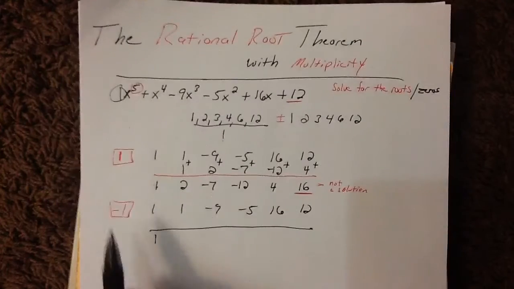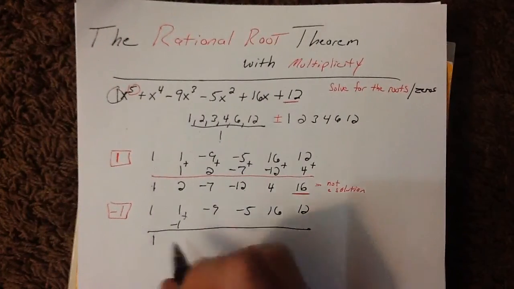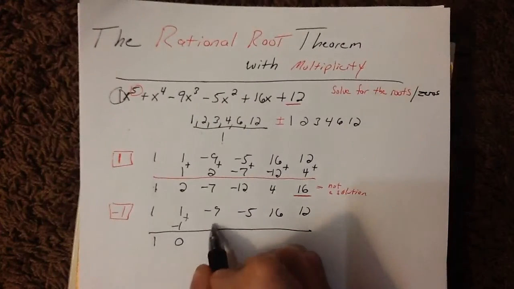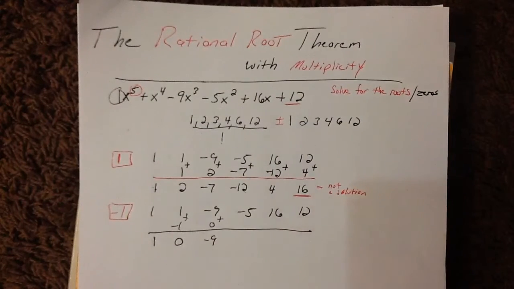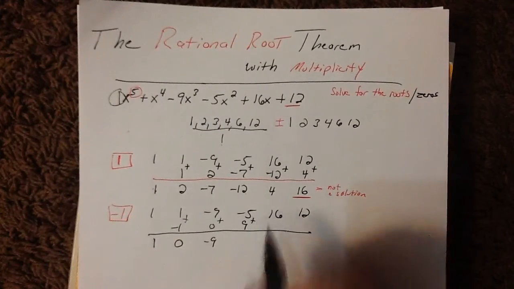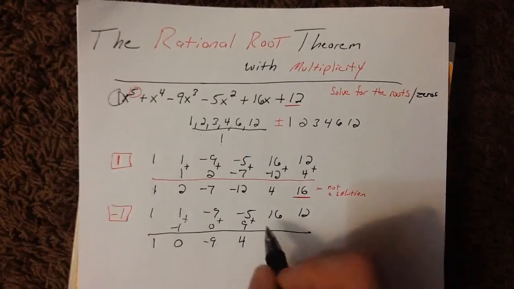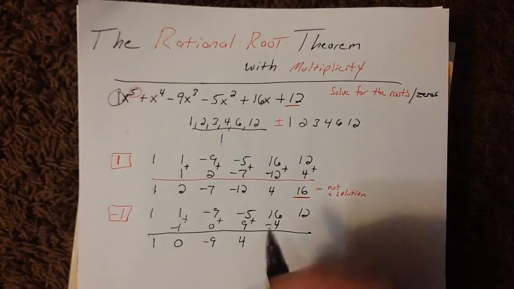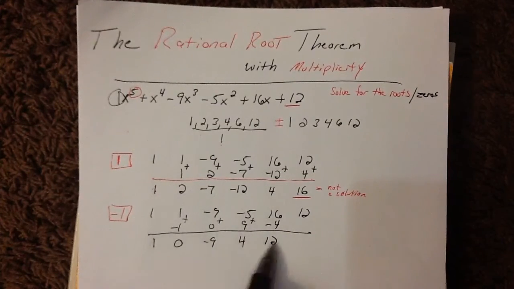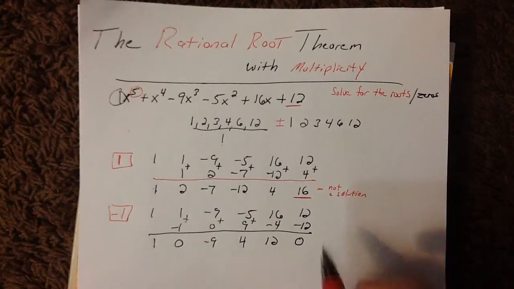Drop the 1. Negative 1 times 1 is negative 1. 1 plus negative 1 makes 0. This makes 0. That makes negative 9. That makes positive 9. This makes 4. Negative 4. And negative 1 times positive 12 is negative 12. There it is, the remainder of 0.